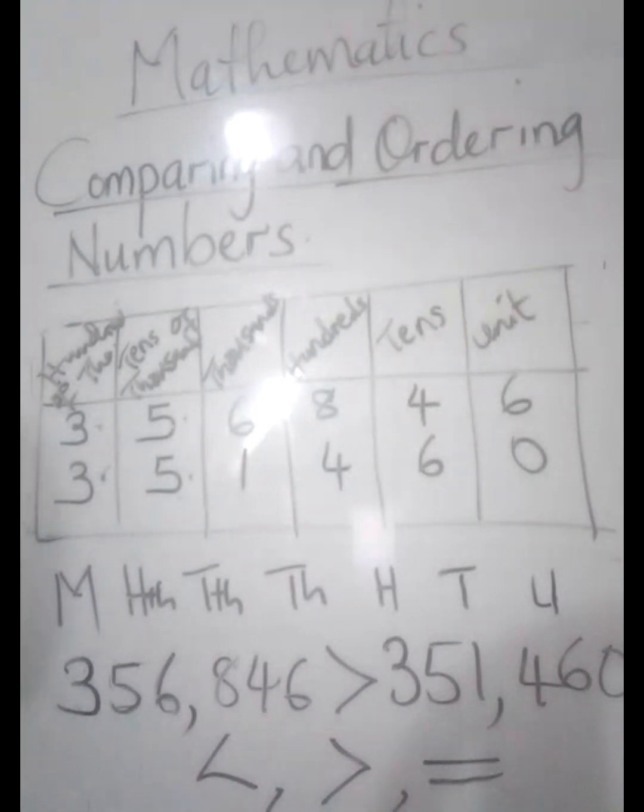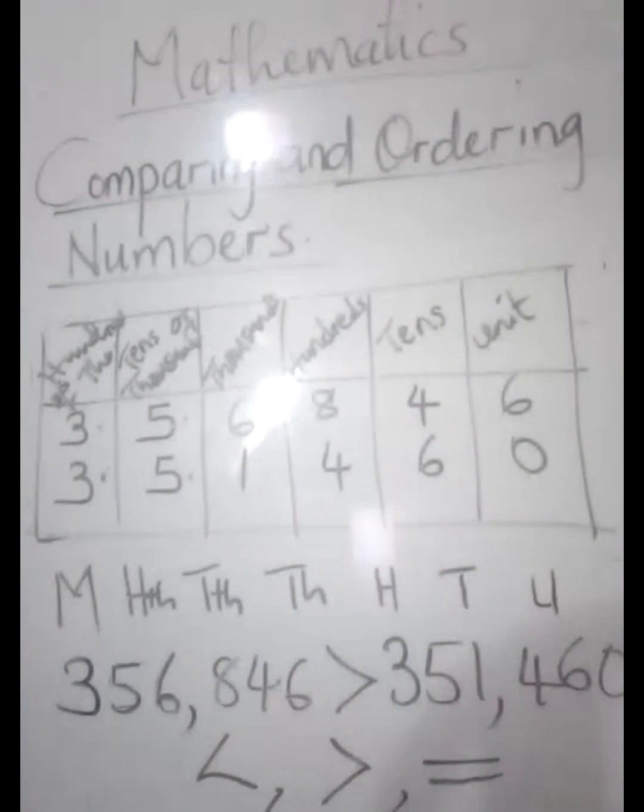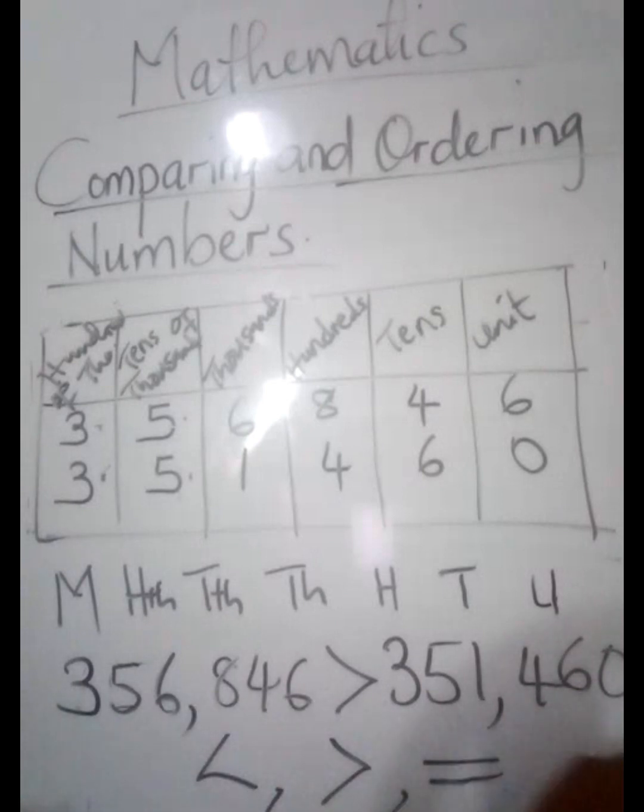Equal to. There are times you could be given two numbers that have the same value. And when you arrange them in this place value chart, you will just find out that they are the same at every point. Every numeric positional value is the same. So in such a case, you simply use this symbol, that this number is equal to that number. So these are the three important symbols that are used when comparing numbers.